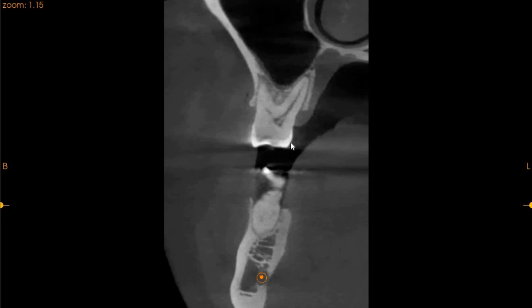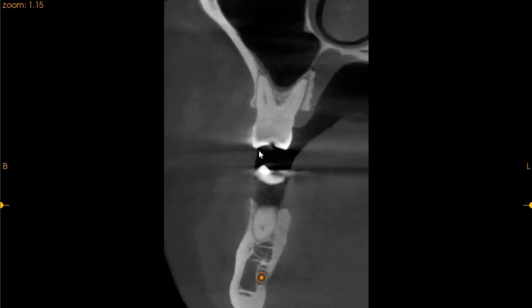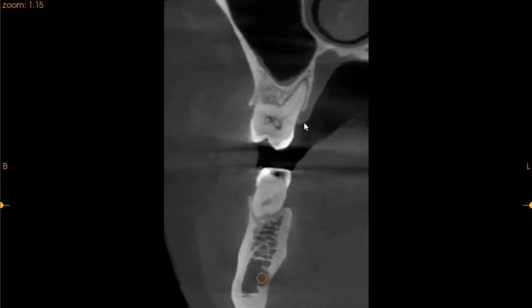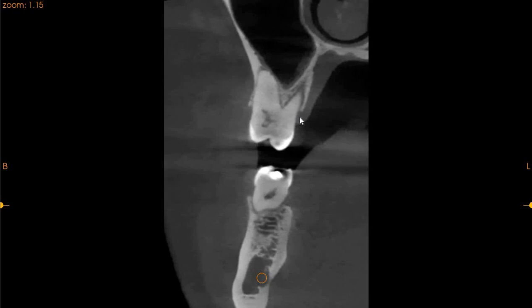We can see that there is a class 1 carious lesion along with the caries extending into the dentine, but this too does not seem to be giving any root canal indications. However, we do see PDL widening quite significantly in the upper right first molar.